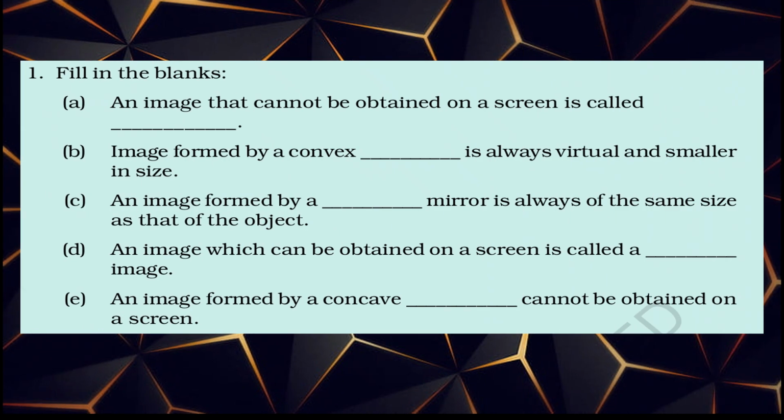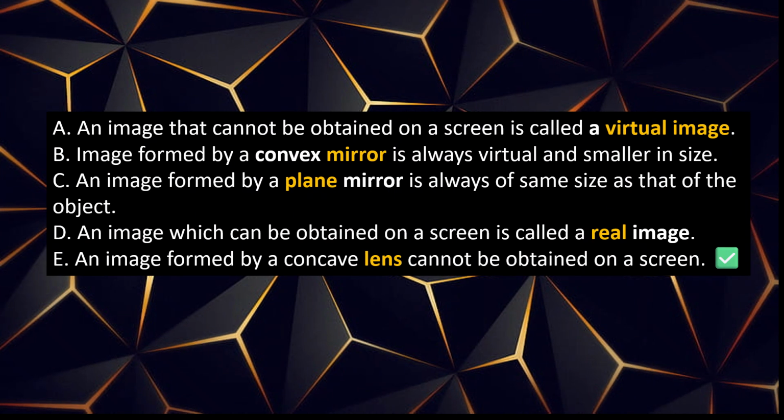Fill in the blanks. First one. A. An image that cannot be obtained on a screen is called a virtual image. B. Image formed by a convex mirror is always virtual and smaller in size. C. An image formed by a plane mirror is always of same size as that of the object.